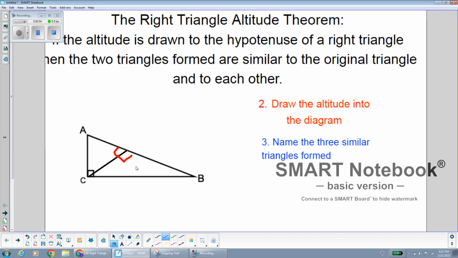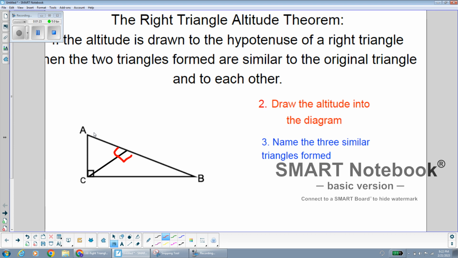So what the right triangle altitude theorem says is that if we draw in this altitude to the hypotenuse of our original right triangle, all of the right triangles formed are similar to each other and they're similar to the original triangle. So these two smaller right triangles would be similar to each other and to the bigger right triangle that we started with. And the reason why all those triangles are similar is due to AA.